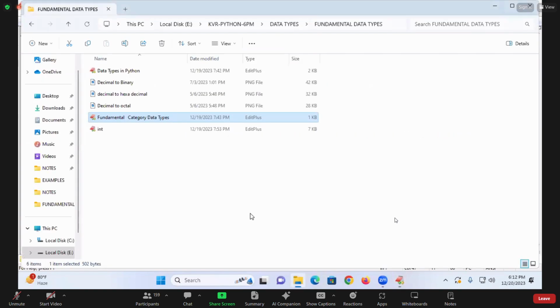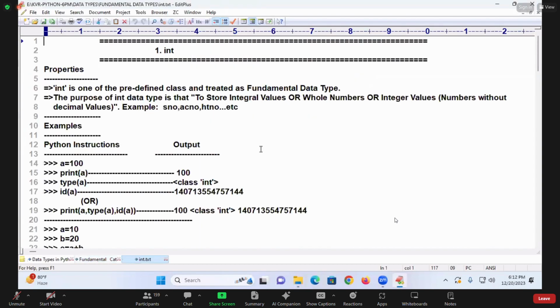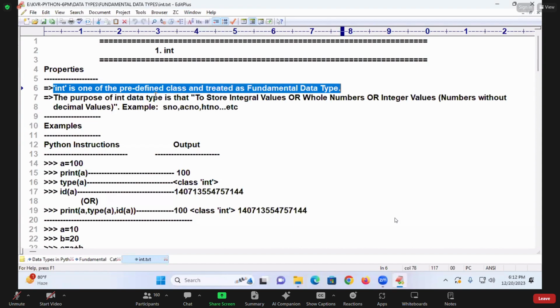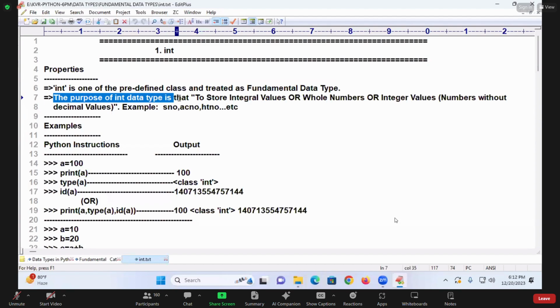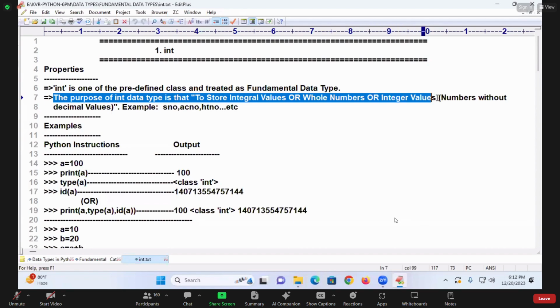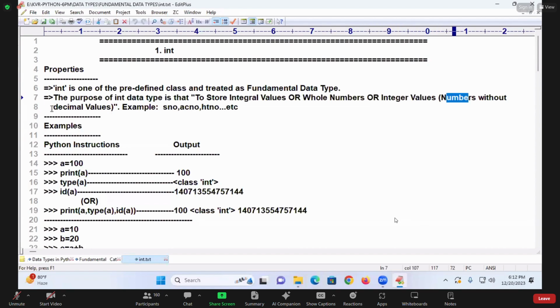So there we started with the int data type, and we discussed its purpose and properties in the last session. Int is one of the predefined classes and is treated as a fundamental data type. The purpose of the int data type is to store integral values, whole numbers or integer values, that is, numbers without decimal values. Example: serial number, account number, something like that.